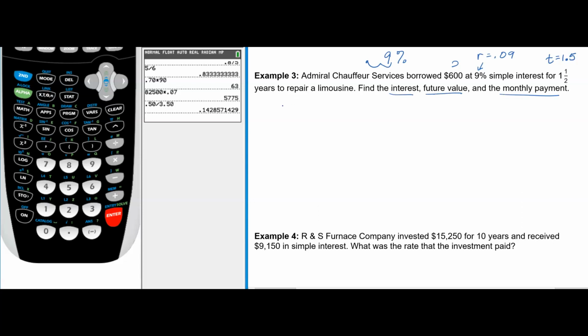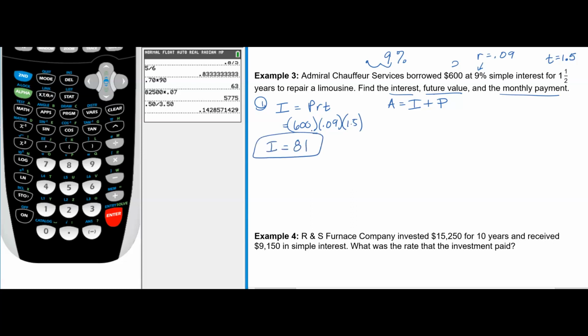So the first thing I'm going to do is write down the formulas I know. I know that interest equals PRT, and I know future value is the interest plus the principal. Now, I don't know what the interest is, so I can't use that future value formula yet. So my step 1 is going to be use this interest formula and plug in what I know. So I've got a $600 principal, a 0.09 rate, and a time of 1.5. When I multiply those all together, I get interest of $81.